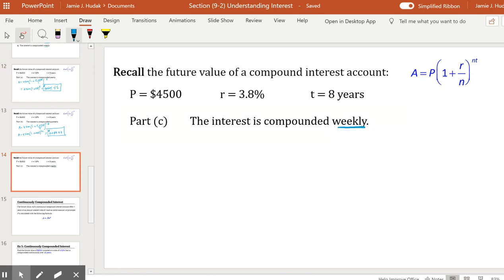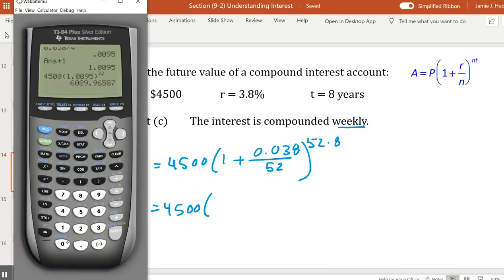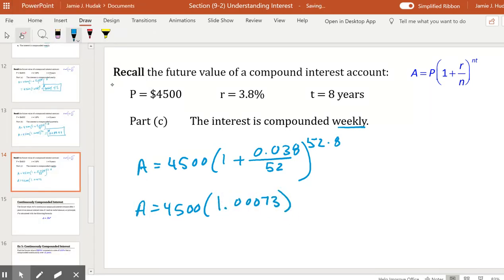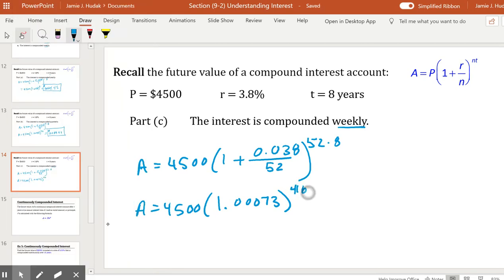Let's compound it weekly. A equal to $4,500 times 1 plus 0.038 divided by 52 compounds per year. The exponent is 52 times 8. So we're going to do 0.038 divided by 52. We'll hit enter so it calculates it, and then we'll add 1, and that will tell us what is in this parenthesis. We're going to say plus 1, and it gives us 1.00073. And then 52 times 8 is our new exponent. So that's 416. So we enter all of this in to get the future value.